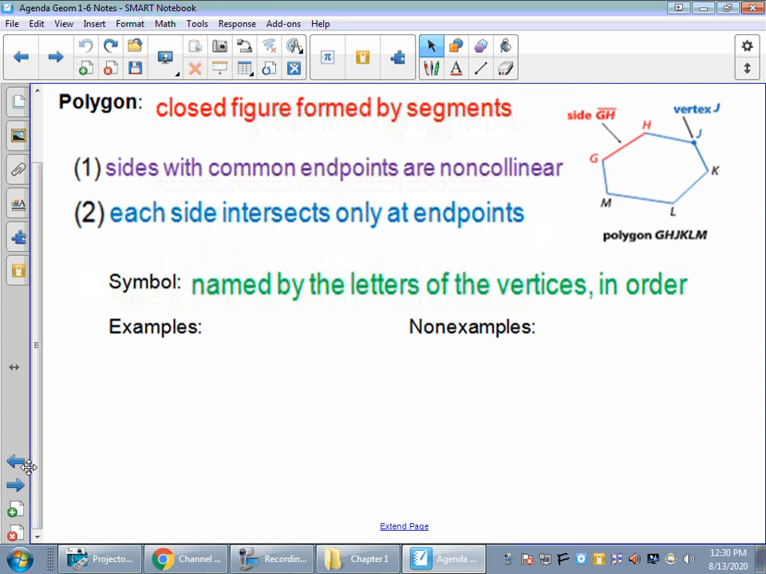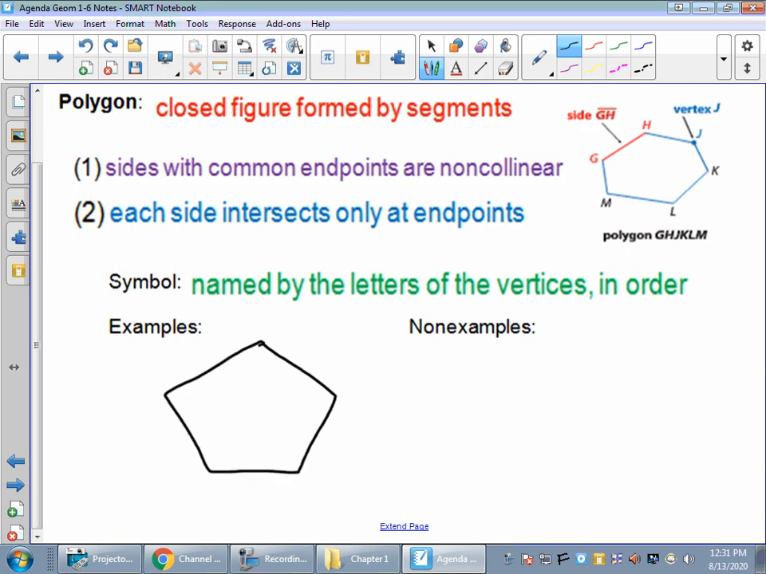So an example of another polygon, we already have one there. Let's draw another one for you. Let's make a little pentagon here. If we label this A, B, C, D, E, we would call this pentagon. It's a pentagon because it has 5 sides. We would call it pentagon ABCDE.